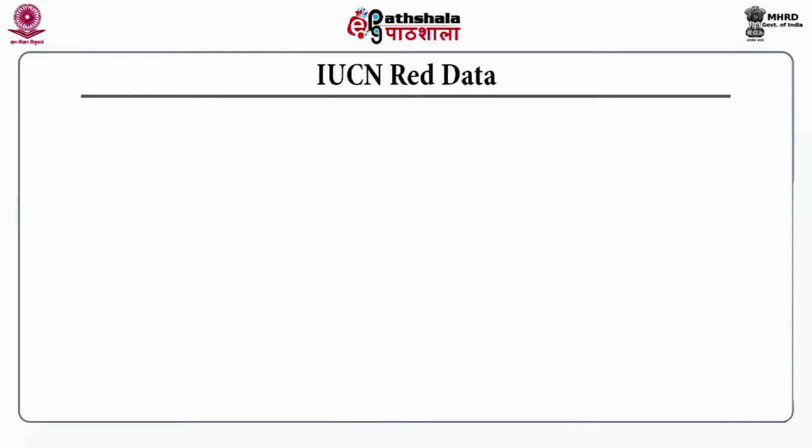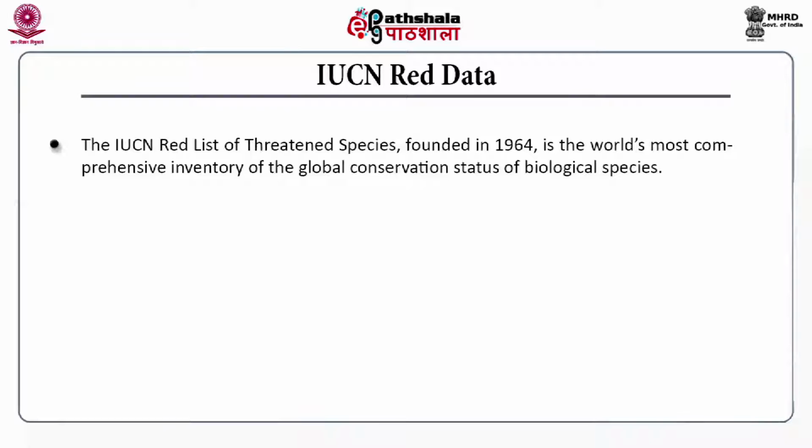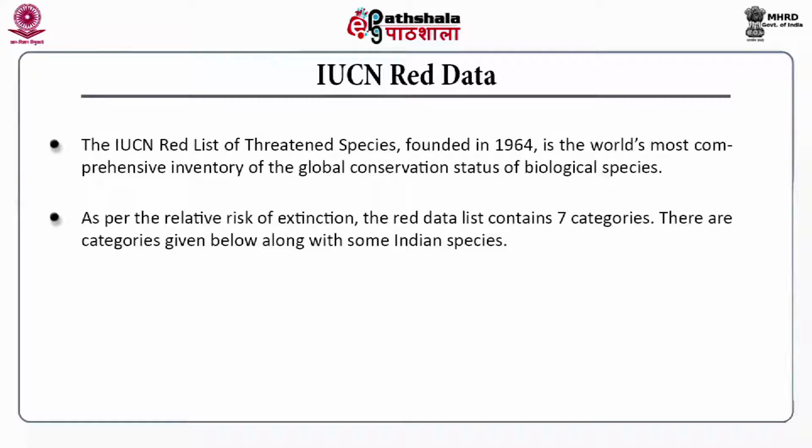Next comes the IUCN Red Data Book. The IUCN Red List of Threatened Species was founded in 1964. It is the world's most comprehensive inventory of the global conservation status of biological species. As per the relative risk of extinction, the Red Data List contains 7 categories. This is again an important question from the competitive point of view, that how many categories are included in the Red Data List. It includes only 7 categories, and we will discuss all these categories.